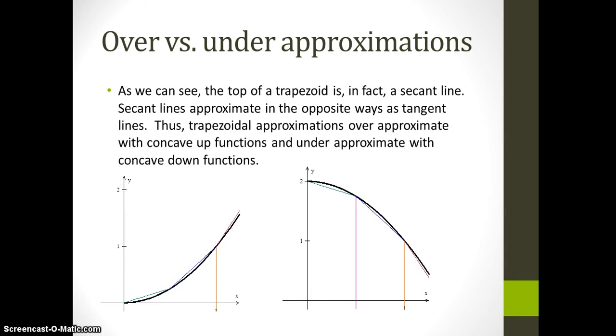You'll see in the picture on the left we have a concave up function, and the secant line goes above the concave up function, which dips below the line. So what does that mean? That means for a concave up function, the trapezoid approximation over-approximates. In the case of our right diagram, we have a concave down function. You can see that the secant line falls below the concave down function, which is curving upwards. In that case, our trapezoidal approximation will under-approximate. I find that drawing the pictures helps if you ever get confused about this. Also, making sure to connect it with tangent lines is also very helpful.